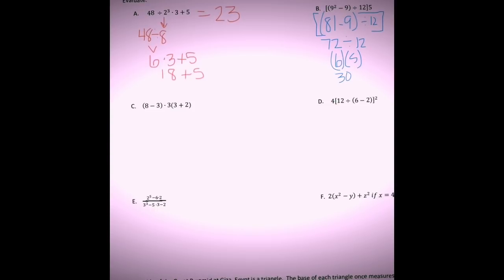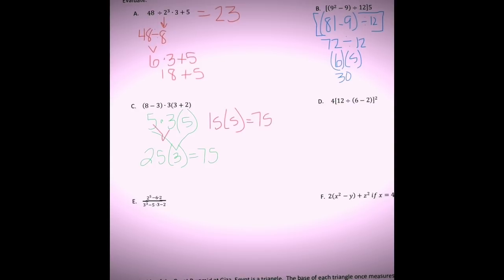Example C. When I take care of the 8 minus 3, I get a 5 times 3 multiplied by 3 plus 2, which is also 5. Oh, now this is just repeated multiplication, and we talked about today in class how we can change the order of multiplication. So I'm going to do the 5 times 5 first, which is 25, times 3, which is 75. I could have also done the 5 times 3 first, which is 15 times 5, and that is also 75.